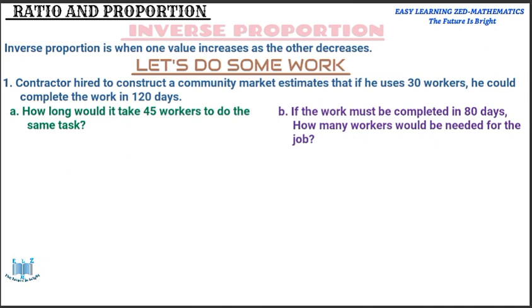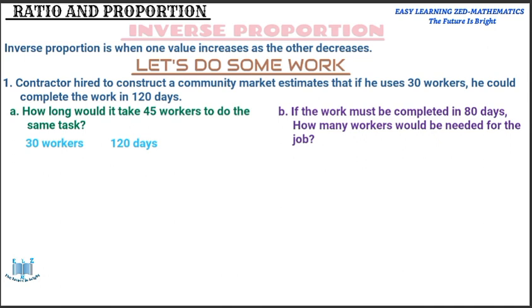Question 1 is, how long would it take 45 workers to do the same work? So we're going to go to the scenario where the contractor gave the estimates, where he said if he uses 30 workers, he presumed they will complete the work in 120 days. That means we're given 120 days in that scenario. So those are the two variable numbers we are given in that scenario.